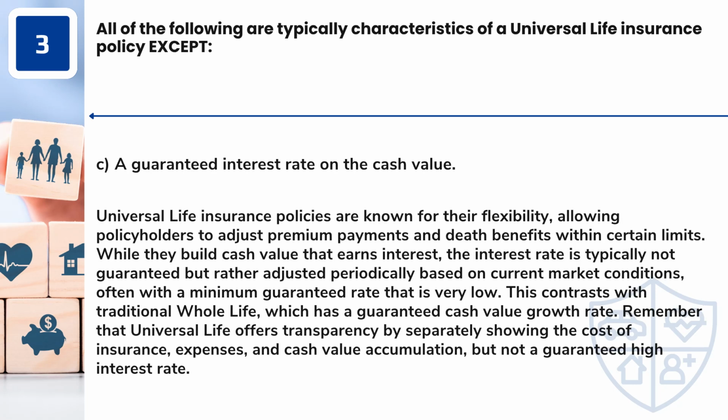Answer: C. A guaranteed interest rate on the cash value. Universal life insurance policies are known for their flexibility, allowing policyholders to adjust premium payments and death benefits within certain limits. While they build cash value that earns interest, the interest rate is typically not guaranteed but rather adjusted periodically based on current market conditions, often with a minimum guaranteed rate that is very low.